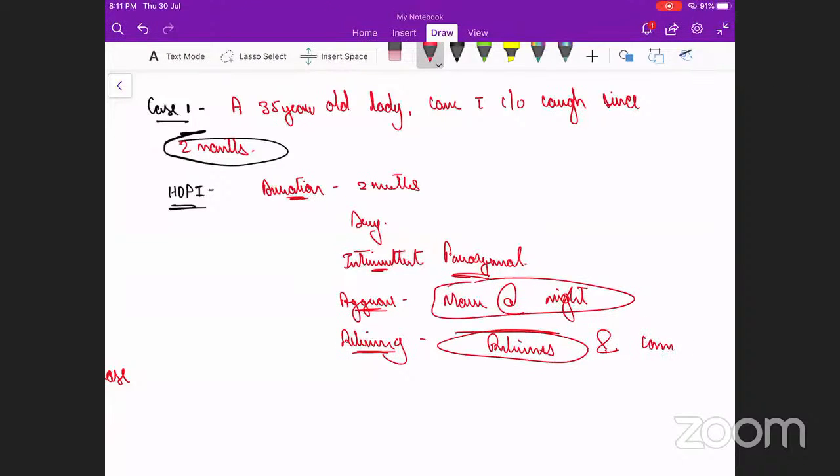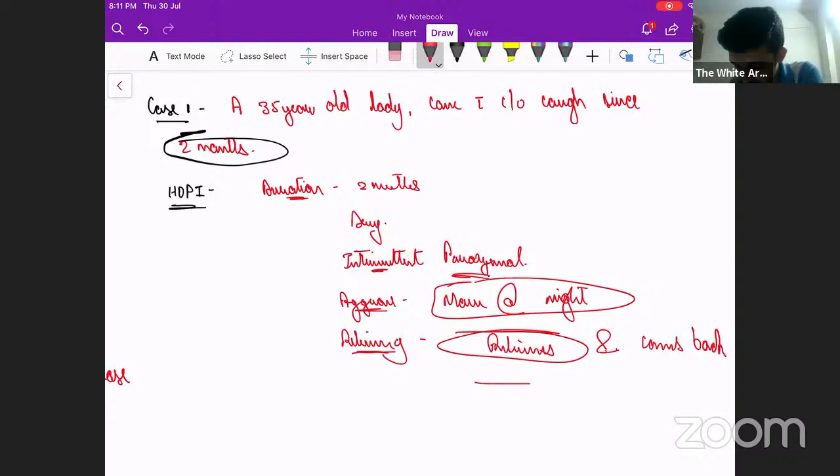Next, medication. Antibiotics were tried, but antibiotics did not work. Antitussives were tried and they work. Symptomatic treatment works, but once stopped, it comes back. This is her medication history. Next, what would you like to ask?